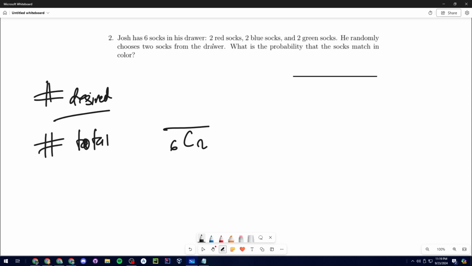For the desired ones, it's really nice because they're given to you nicely. This would be the case of red plus blue plus green, which is 2 choose 2 plus 2 choose 2 plus 2 choose 2. Essentially you have 1 combination where it's the 2 red socks, 1 combination where it's the 2 blue socks, and 1 combination where it's the 2 green socks. So that's just 3. And that's 3 over 6 times 5 over 2. 6 over 2 is 3, so this cancels with this, which just gives you 1 over 5.